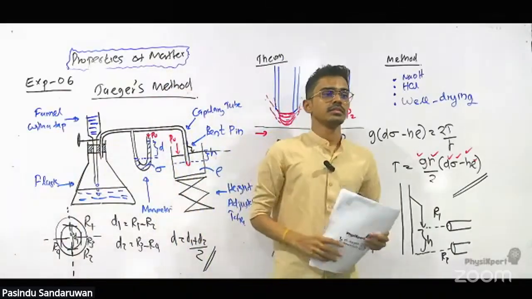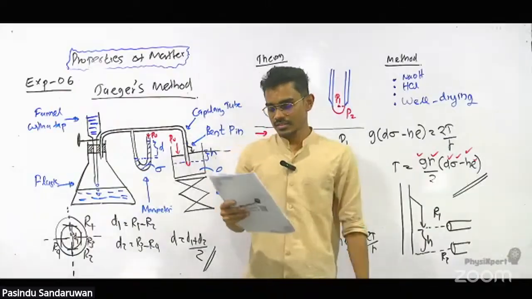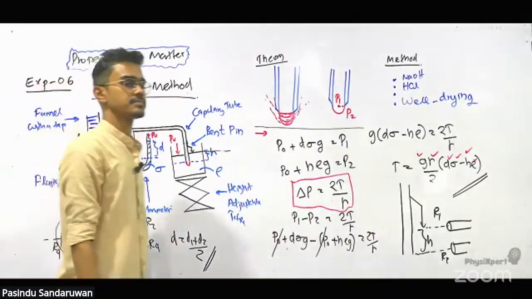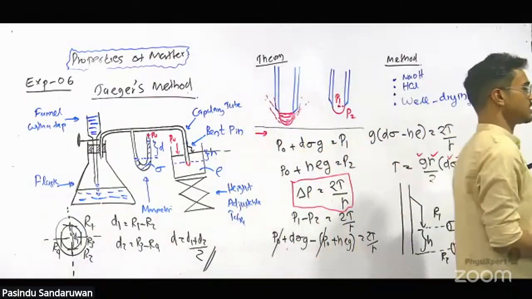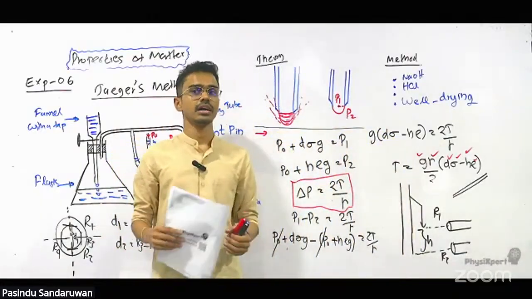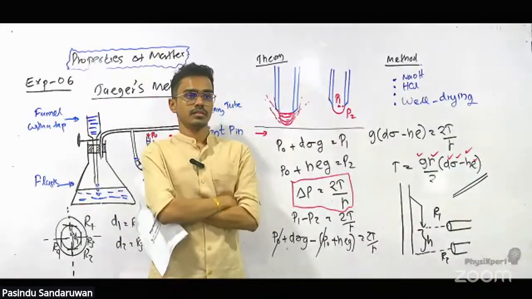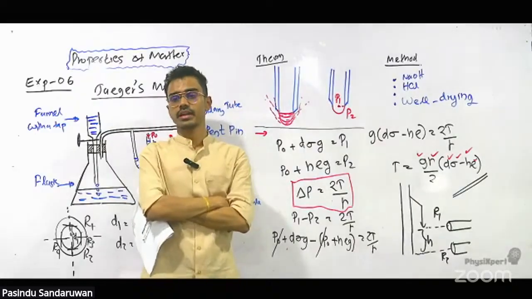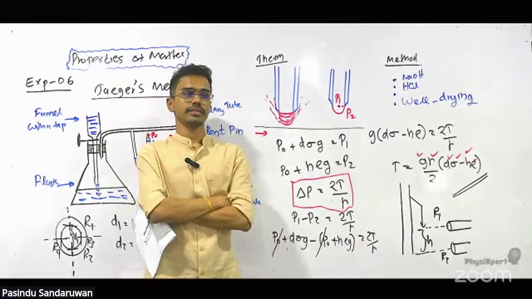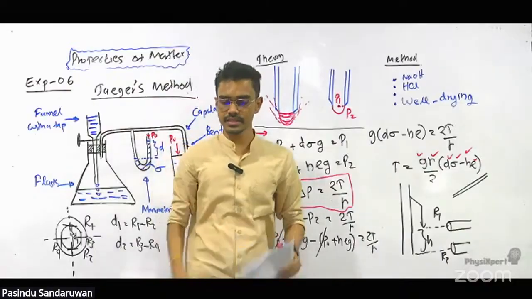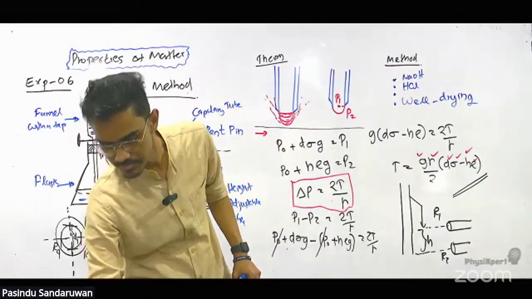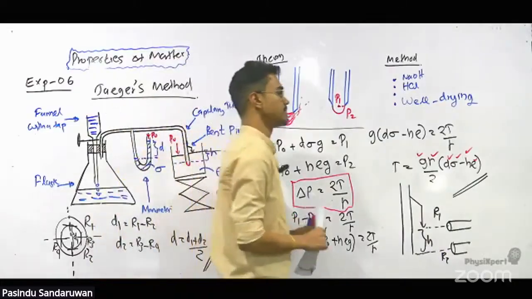Right? Next point: the capillary tube should be well cleaned, so as to neglect the angle of contact and make the liquid meniscus clean.